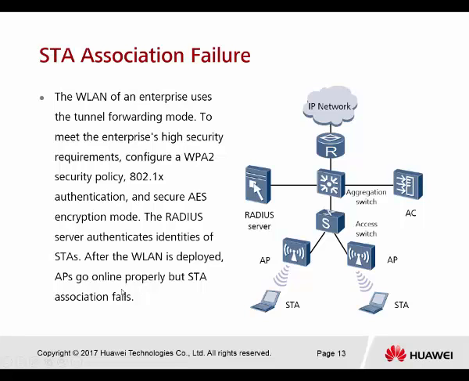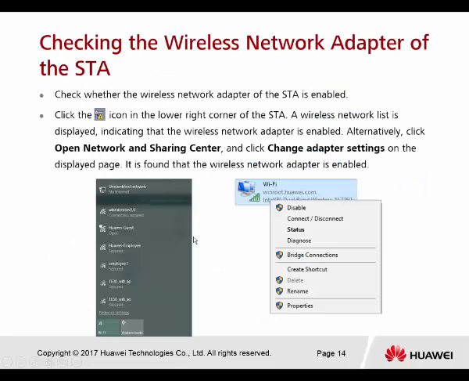After WLAN is deployed, AP go online properly, but the STA association fails. So we can check on the STA. Make sure the network card is enabled. Okay, click on this icon. Most of computer you will have this icon if you're using the Microsoft Windows. So a wireless network list is displayed, indicating that the wireless network adapter is enabled.